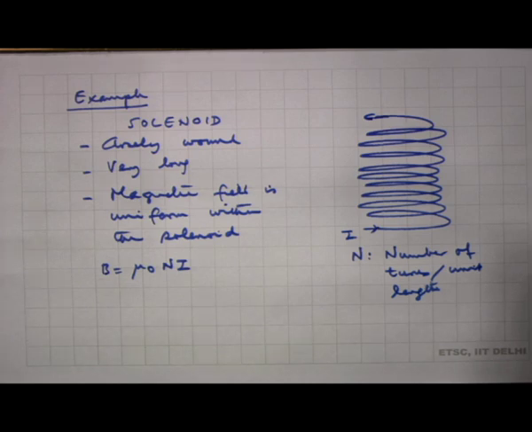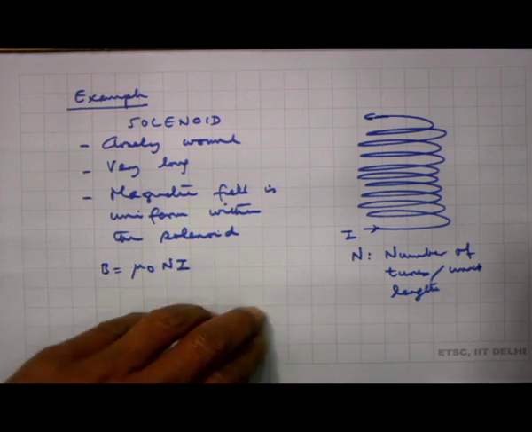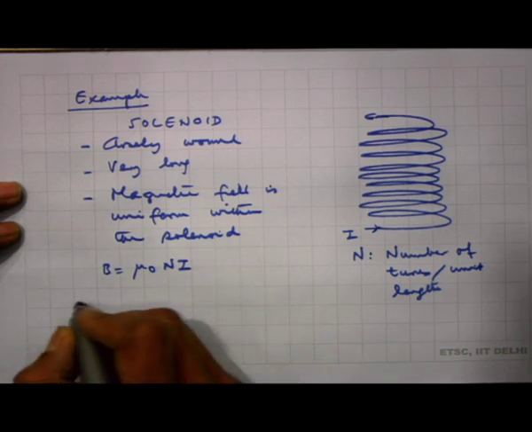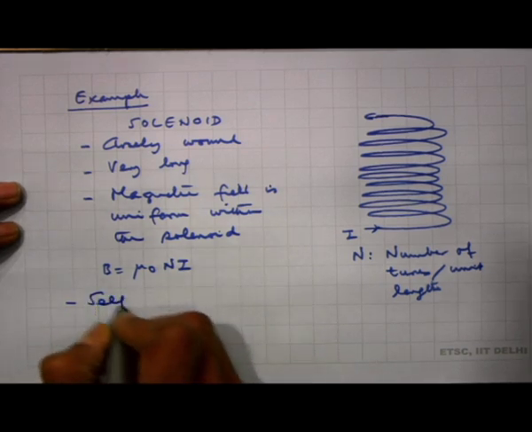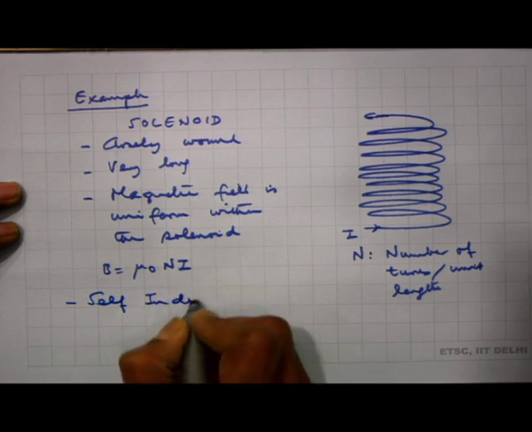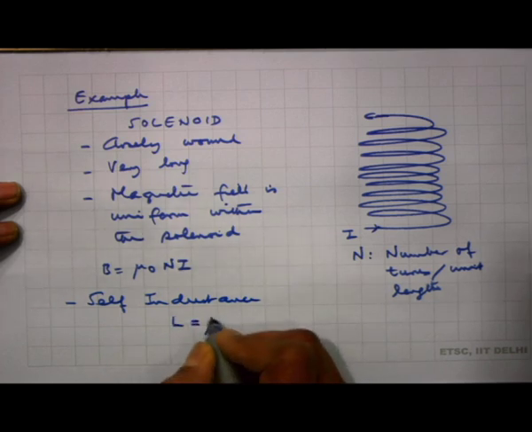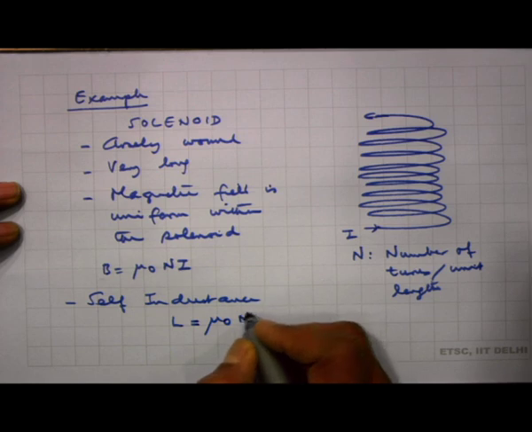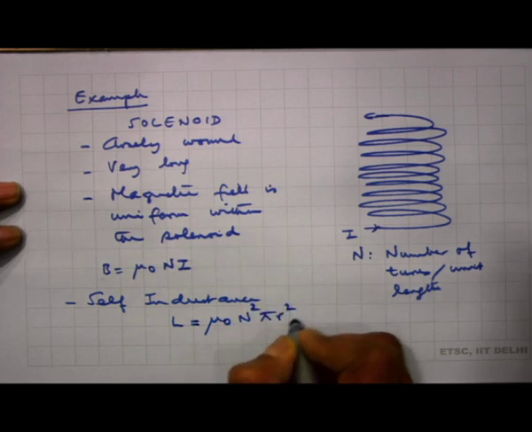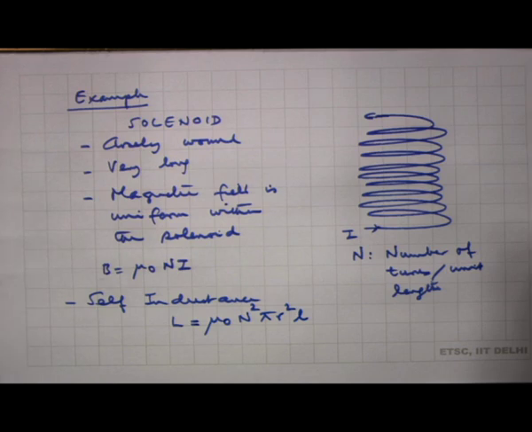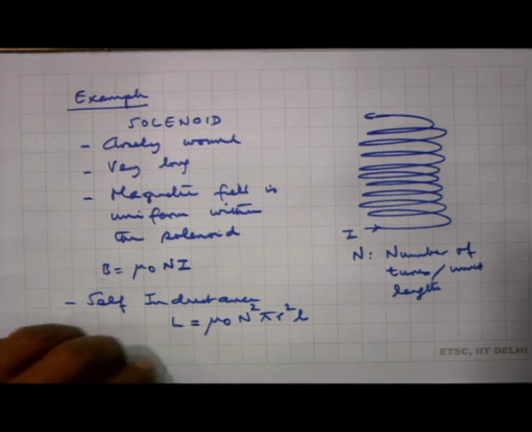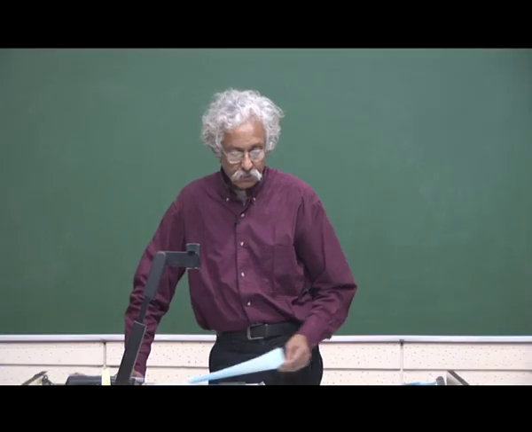and the current passing through is I. Now, in the earlier lecture I had calculated the self inductance of the solenoid, and it came out to be L is equal to mu naught N square pi R square into L. Self inductance of a length L of the solenoid we had calculated is mu naught N square pi R square into L. So, what is the energy stored?